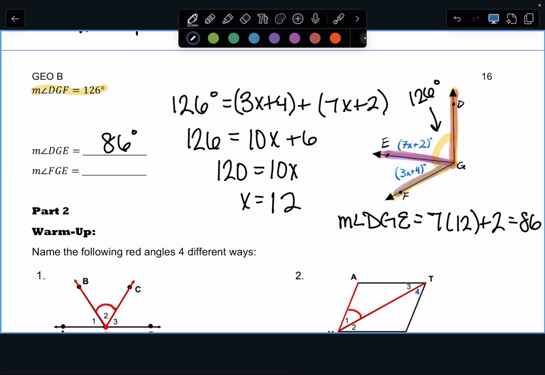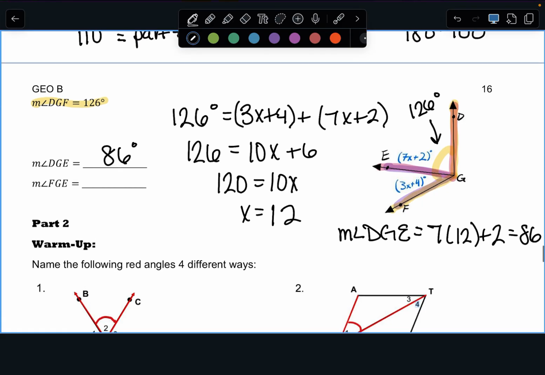Do I need to plug in x to find the other one? No. My whole thing's 126. This one's 86. What does my other one have to be? 40. This one has to be 40. 40 plus 86 is 126. So you could plug it back in, or you can use your angle addition postulate.